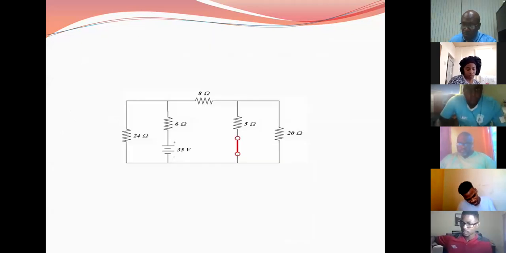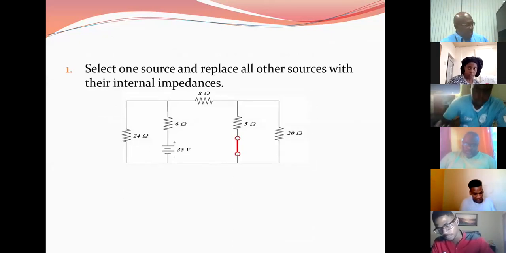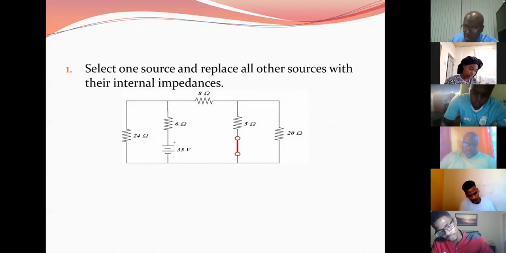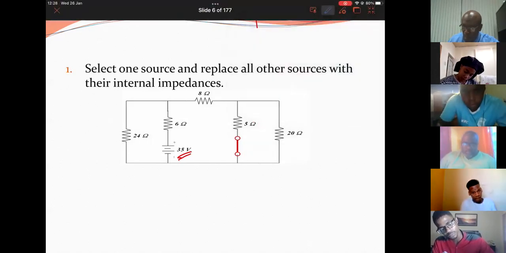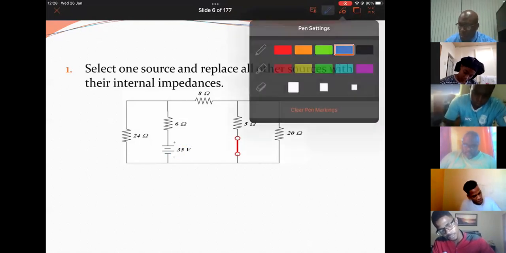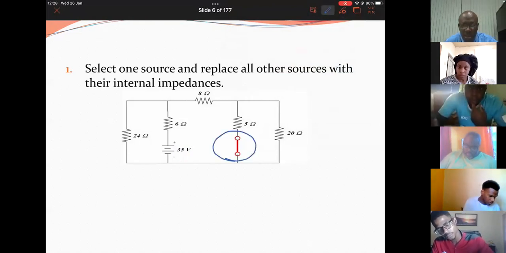All right, so first step. You're going to select one source and you're going to replace the others with their internal impedances. So in this instance, we are selecting the 35-volt source. We're going to work with that one. And for the 25 volt source, I'm replacing it with its internal impedance. Now, it's a voltage source. It's an independent voltage source. So I replace it with a short circuit.